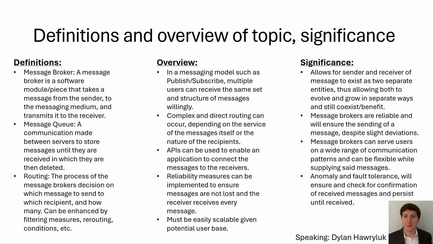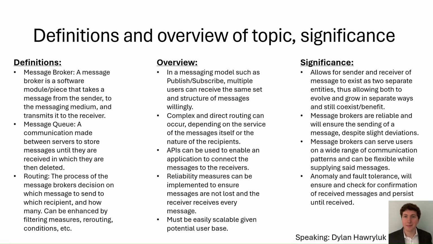The general overview we can see is a messaging model such as publish and subscribe, where multiple users can receive the same set and structure of messages. Also complex routing, which can change depending on which users or how many users are in a broker system, such as a publish subscribe system; APIs, which can connect apps to the actual broker and thus connect users through there; and reliability measures, which make sure that messages are being sent and received optimally and efficiently. And these brokers must also be scalable given the potential user base, as we've seen previously with Instagram.